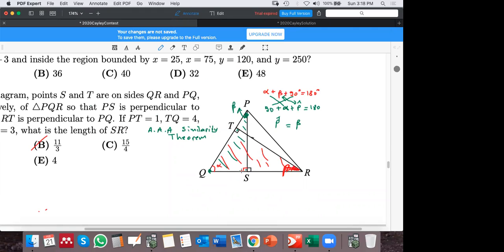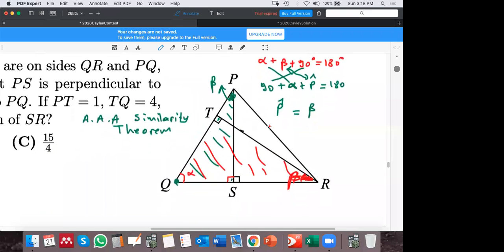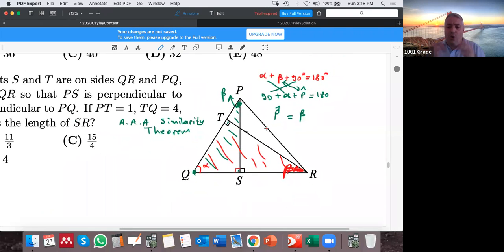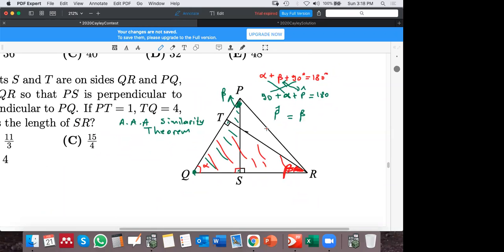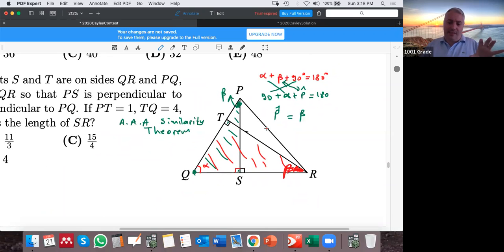Does this also refer to CPCTC, the corresponding parts of congruent triangles? It was something about the corresponding parts of similar triangles being congruent as well. If we're talking about congruent, congruent means almost the same. Similar means the scale is different. Congruent means copy paste. But similar means copy paste, but you are scaling, enlarging or making the figure smaller.